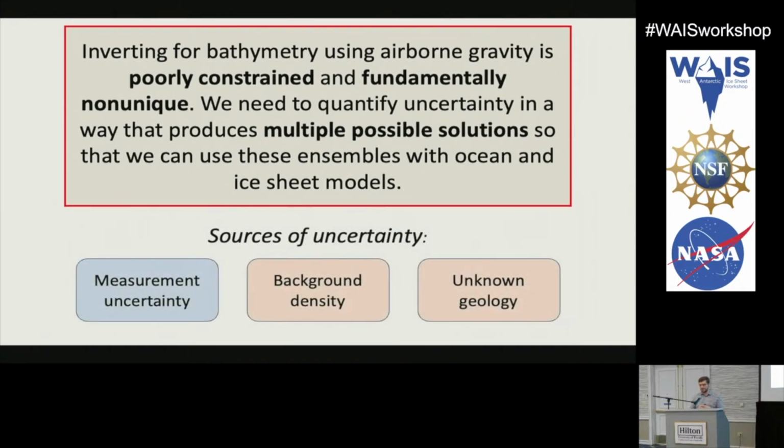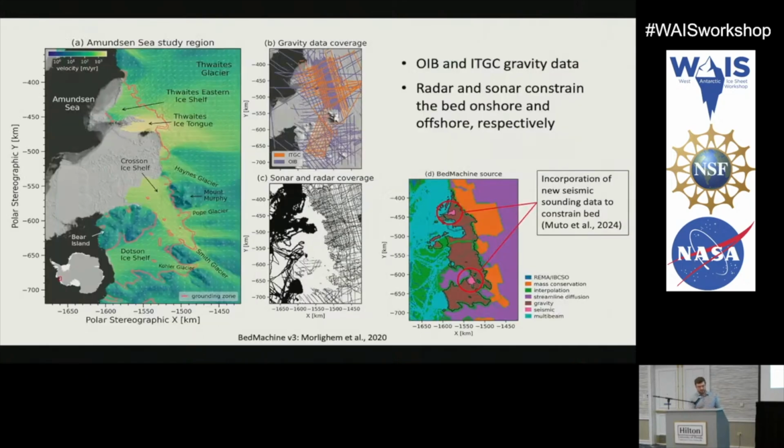Now, the sources of uncertainty are the measurement uncertainty, the background density, and unknown geology. And the two in red, those last two, are inherent to the inversion. And I'm specifically going to be focusing on the unknown geology, because this has been the gap, in my opinion, and what's been missing in previous inversions. But before I jump into that, I just want to orient us.